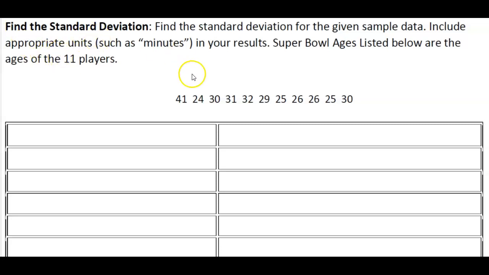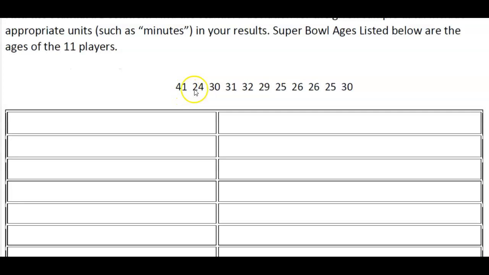Find the standard deviation for the given sample data. Include appropriate units such as minutes in your results. The Super Bowl ages listed below are the ages of the 11 players. The ages are 41, 24, 30, 31, 32, 29, 25, 26, 26, 25, and 30.